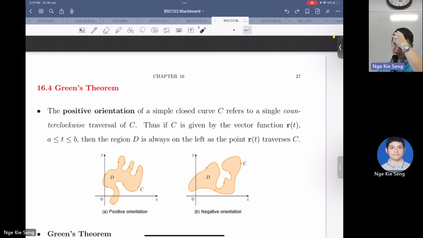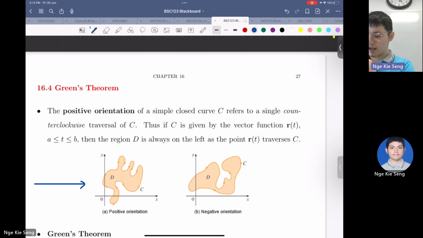So, Green's theorem. Before talking about Green's theorem, we still need to deal with orientation. The positive orientation of a single closed curve refers to a single counterclockwise traversal of C. So when we say positive orientation, it usually means anticlockwise. This is how we draw our XY plane. Why don't we draw X going to the right and Y going to the bottom? Because of the orientation, we have to go anticlockwise.